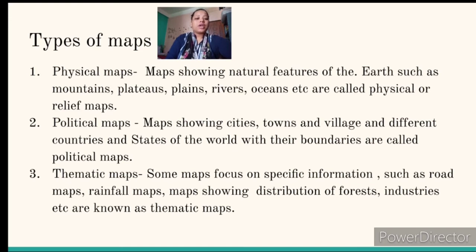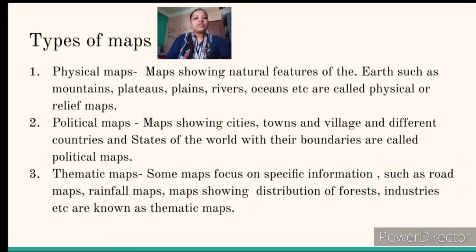Okay, then we have the political map. Maps showing cities, towns and villages and different countries and states of the world with their boundaries are called political maps. Now the political map we have already used in class 6, right, where names are written, the areas are divided, the boundaries are there. So in terms of locating some places in history, we use a political map.